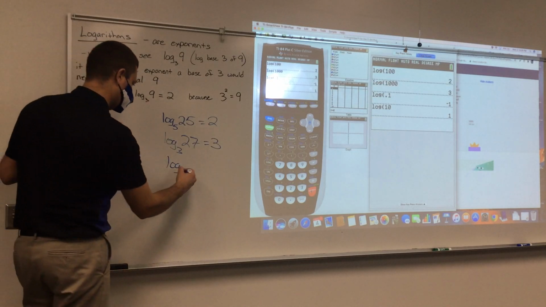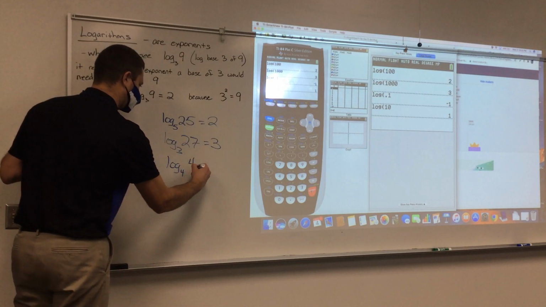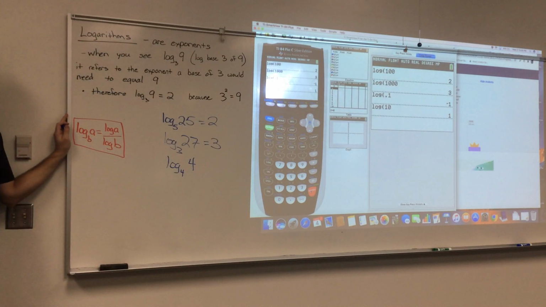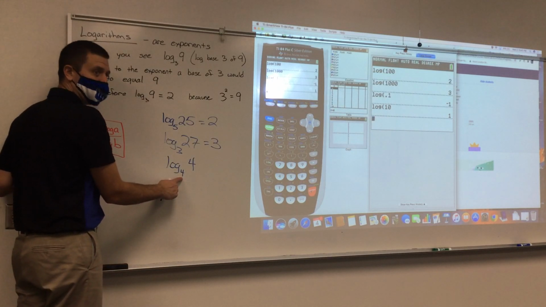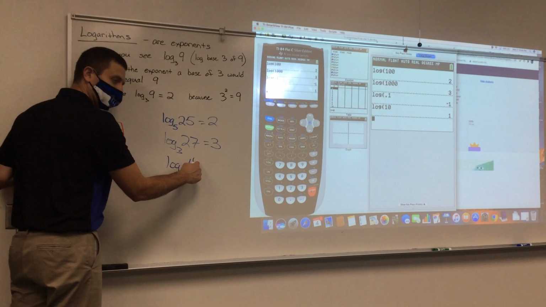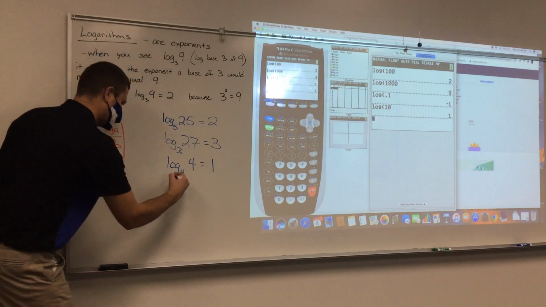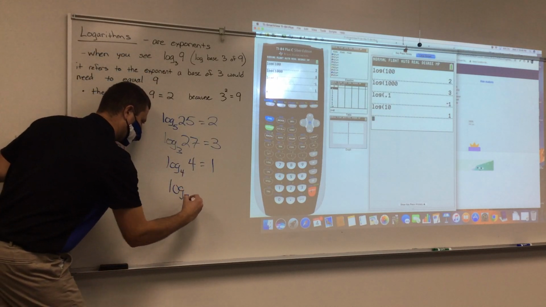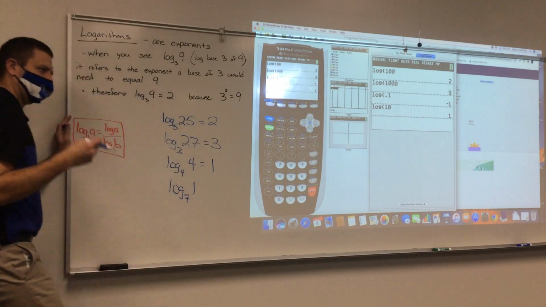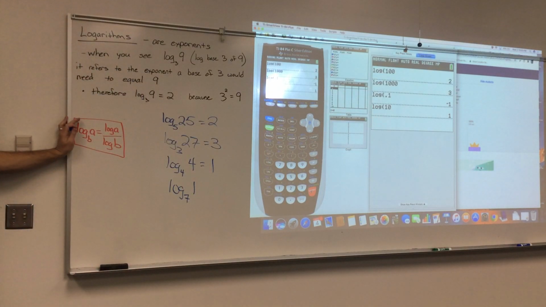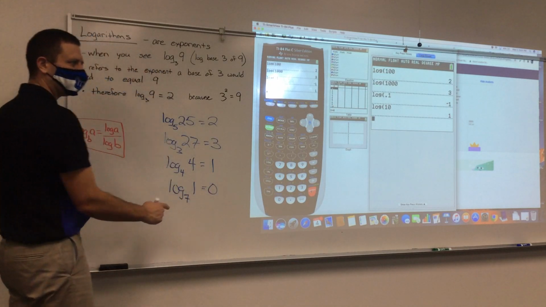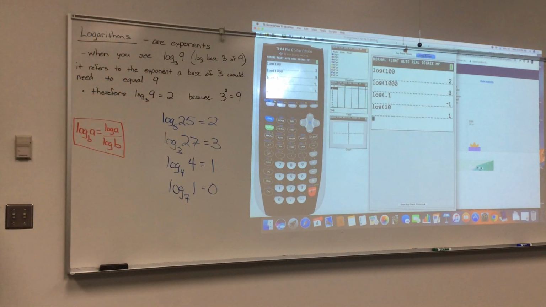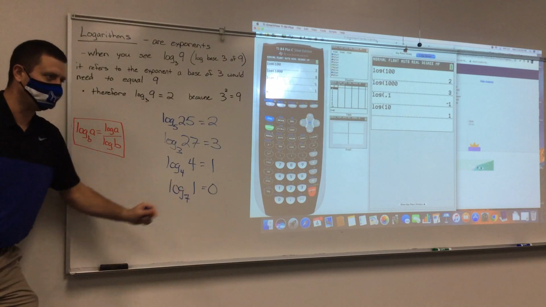How about log base 4 of 4? 1. Because 4 wouldn't have to be raised to the first power in order for it to equal 4. Log base 7 of 1. 0. Because 7 would need to be raised to the 0th power in order for it to equal 1.